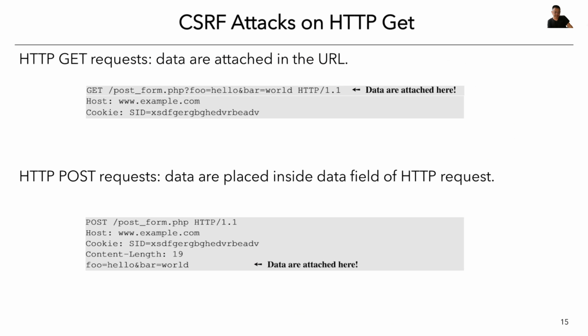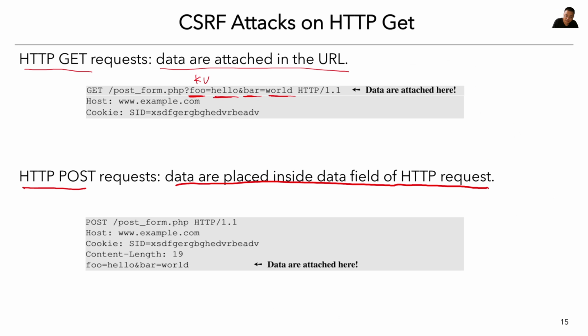So the HTTP GET request: the data are attached to the URL. We have talked about this for the HTTP GET request. The data is attached to the URL using key-value pairs. So this will be the key, this will be the value, this will be the key, this will be the value. For the HTTP POST request, data are placed inside the data field of the HTTP request.